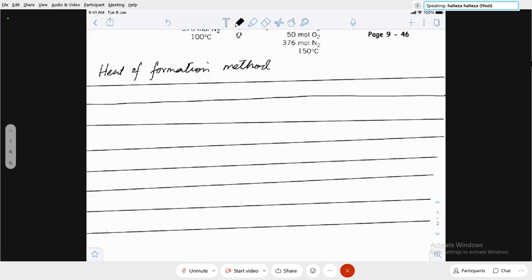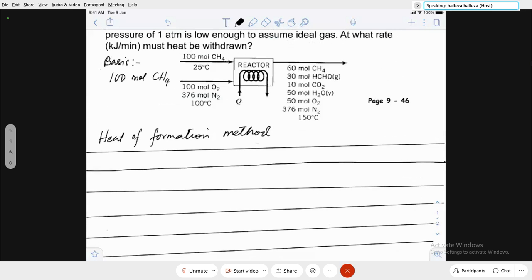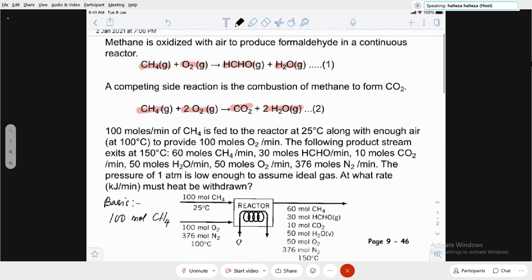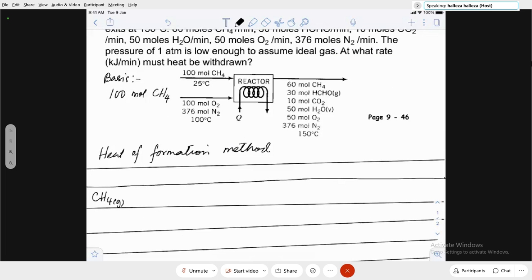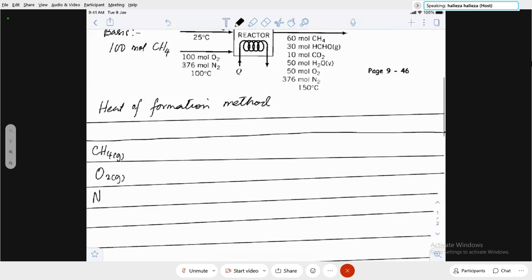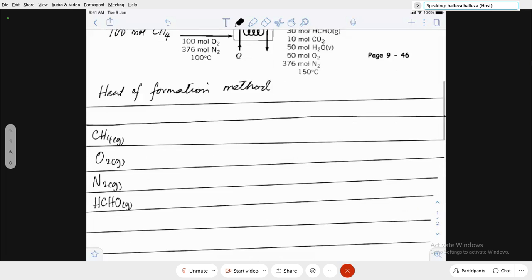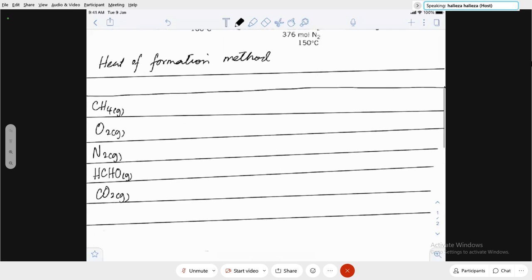Okay. So I have my chemicals, methane, I'm assuming it's a gas. Yep, it's a gas. I have oxygen gas. I have nitrogen gas. Beside that, I have my formaldehyde also in the gas phase. I have carbon dioxide gas. And I have my water vapor. Okay, so that is my first column.